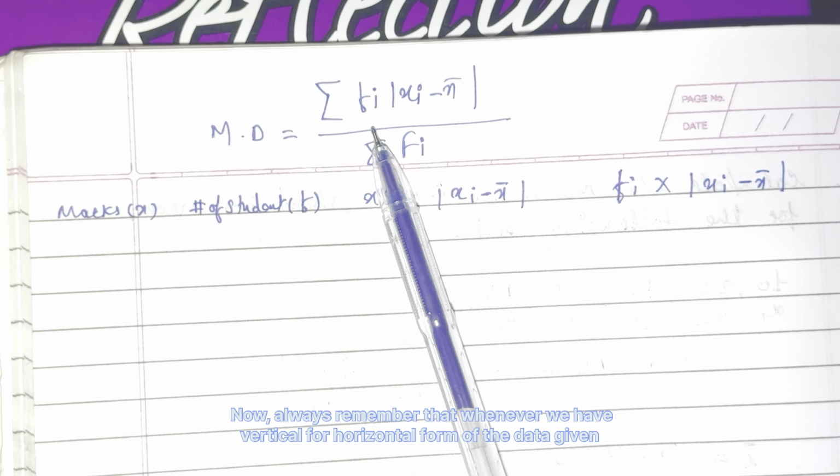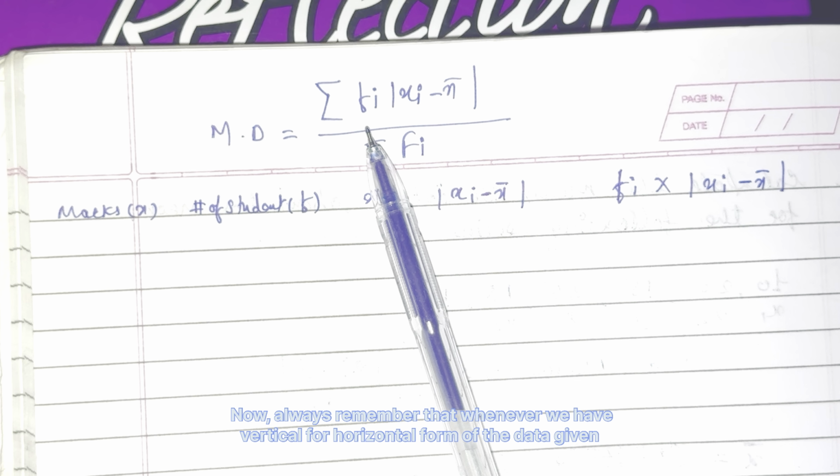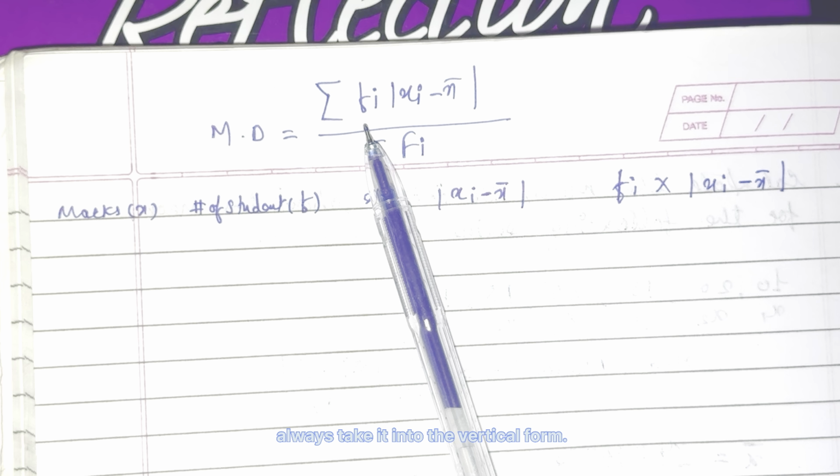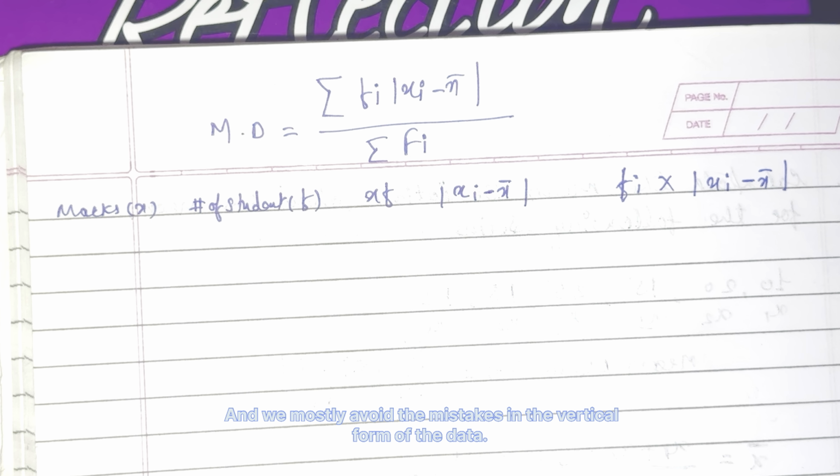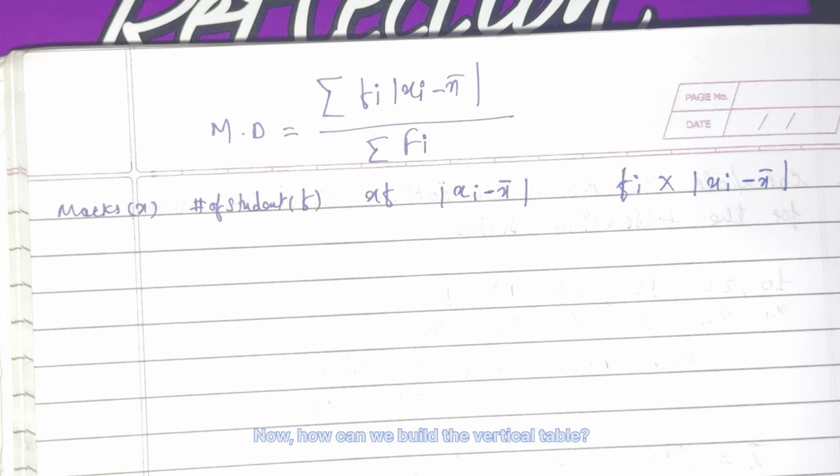Now always remember that whenever we have data given in horizontal form, always convert it into vertical form. We cannot calculate with data in the horizontal form; we always want it in the vertical form. It's going to be way easier to solve, and we avoid mistakes in the vertical form of the data. Now, how can we build the vertical table? There is an easy tactic, guys, to remember this.